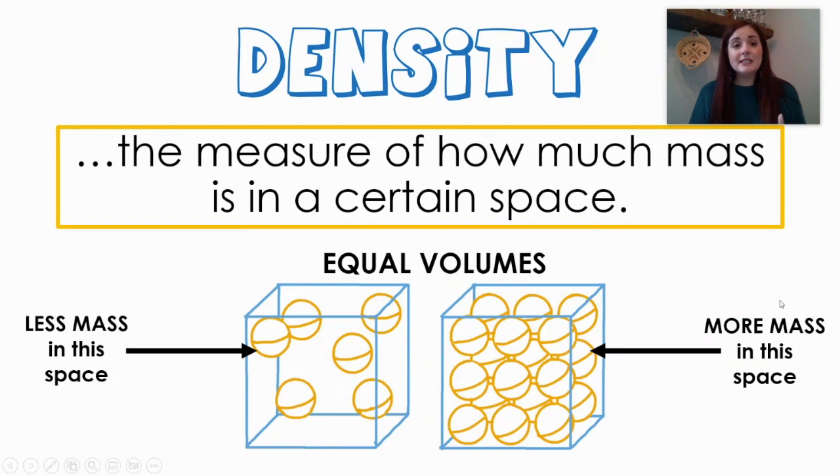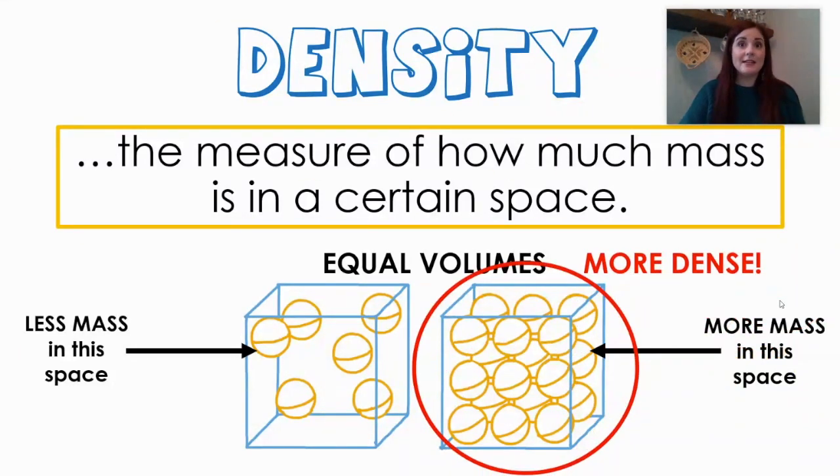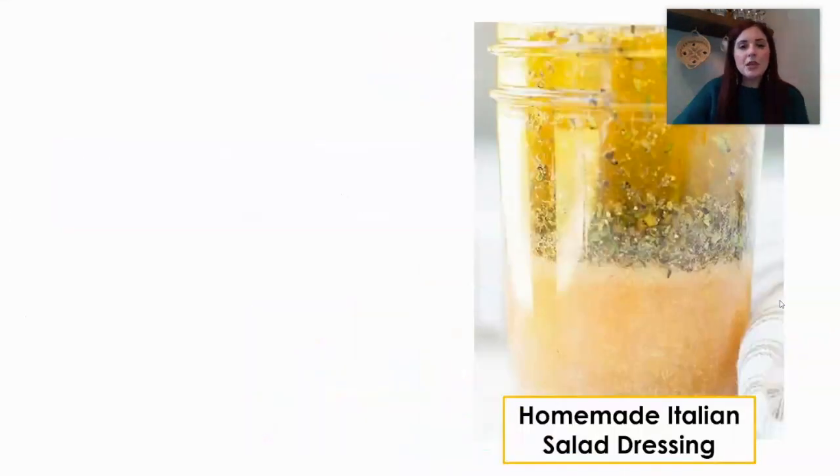So because that one on the left has less mass given the amount of space, we say that that particular object would be less dense, whereas the one on the right would be more dense. And that's because it's heavier given how much space it takes up. It has more mass per unit volume. It is more dense. So we can experience density as well by looking at Italian salad dressing.